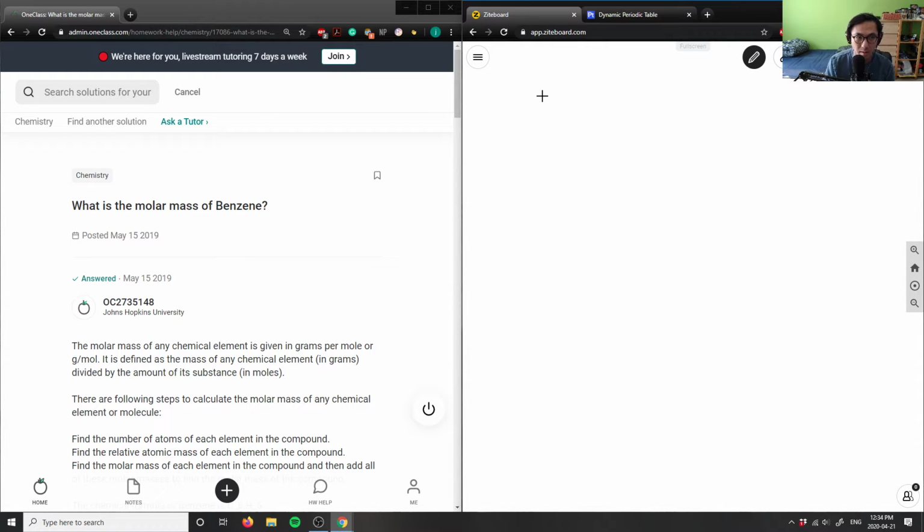So it's asking, what is the molar mass of benzene? So in order for us to calculate the molar mass of benzene, I can actually draw out what benzene looks like, and that might help you figure out what the chemical formula is. A benzene is basically a hexagon of carbons, right?